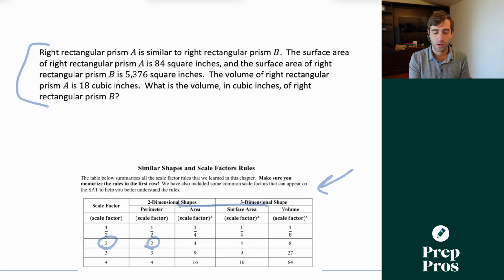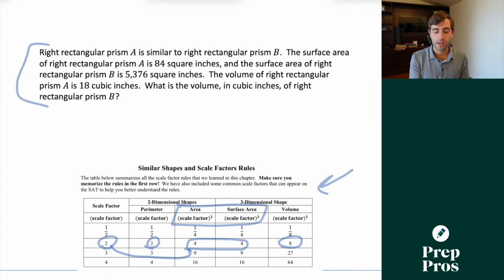Now, this is where it becomes really important and where students often struggle and miss these. Area and surface area: the easy way of remembering that your multiple between the area and the surface area of the smaller and larger shapes is going to be your scale factor squared is because those units are in squared units. Area, surface area, squared units. So you have to square your scale factor. So if the scale factor is 2, our area and surface area multiple are going to be 4. Volume is in cubed units. So you have to cube your scale factor.